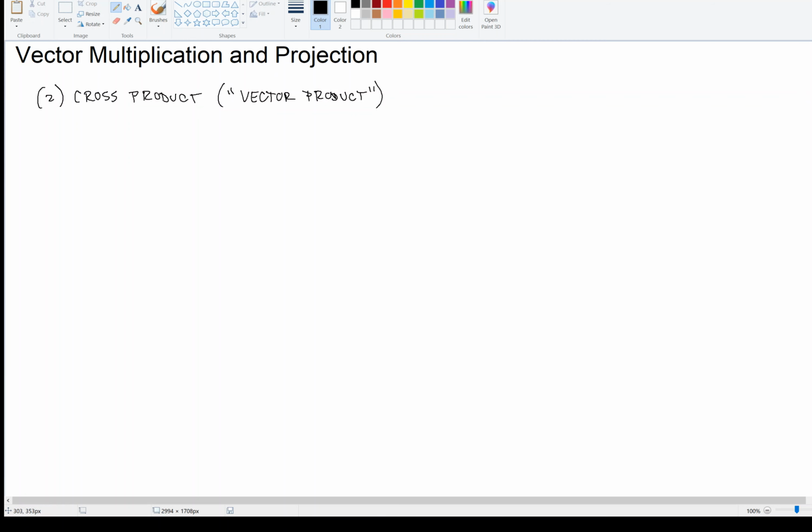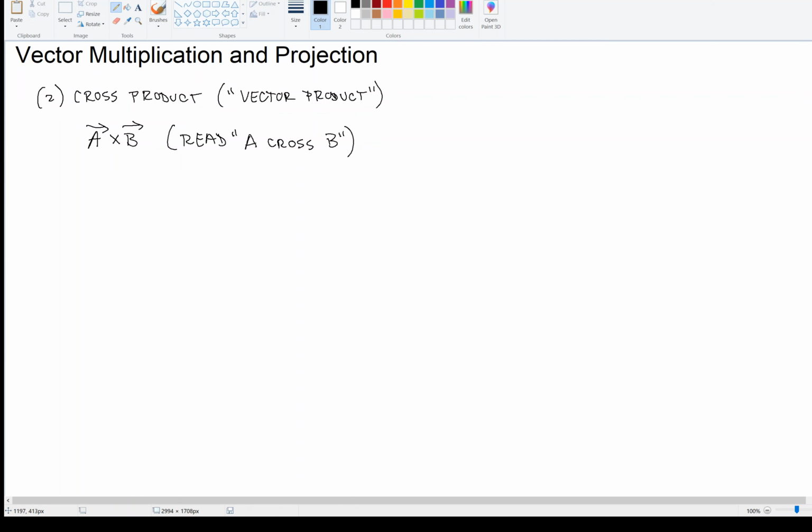And so if I had vectors a and b, we would write this, we would write that there with the x, and we would read this as a cross b. A cross b.